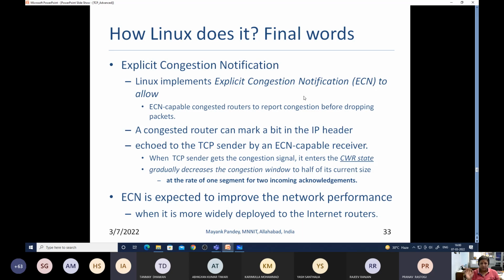If you have ECN capable routers, they can report congestion before dropping the packets. Now, the normal TCP congestion control is reactive. Congestion happened, the packet got dropped, and then we started controlling. It is more of a reactive approach. What is actually needed is a proactive approach, that okay, congestion is about to happen. Before the packets are really dropped, because there is no space at the router to accommodate the new incoming packet, if you can inform the senders about the forthcoming problem, if a router can judge that congestion is about to happen, and can send an explicit congestion notification to the sender, that would be more of a proactive approach.